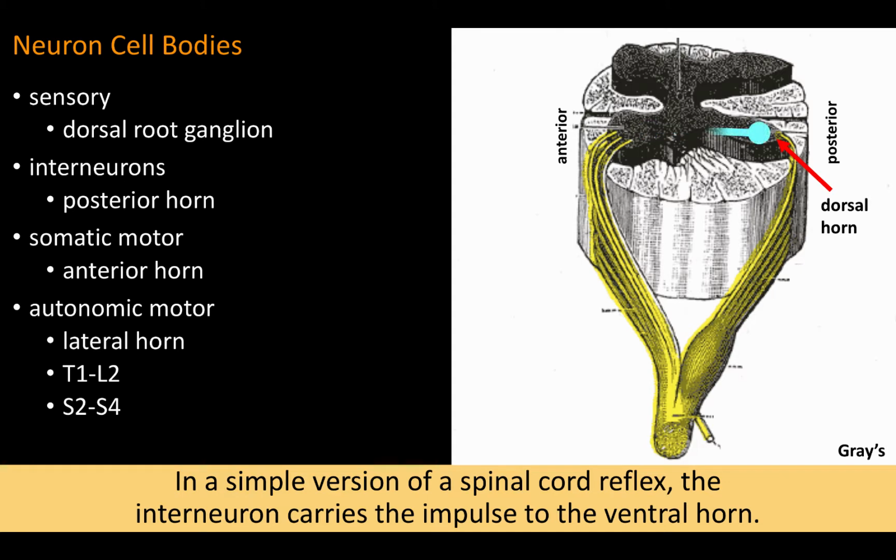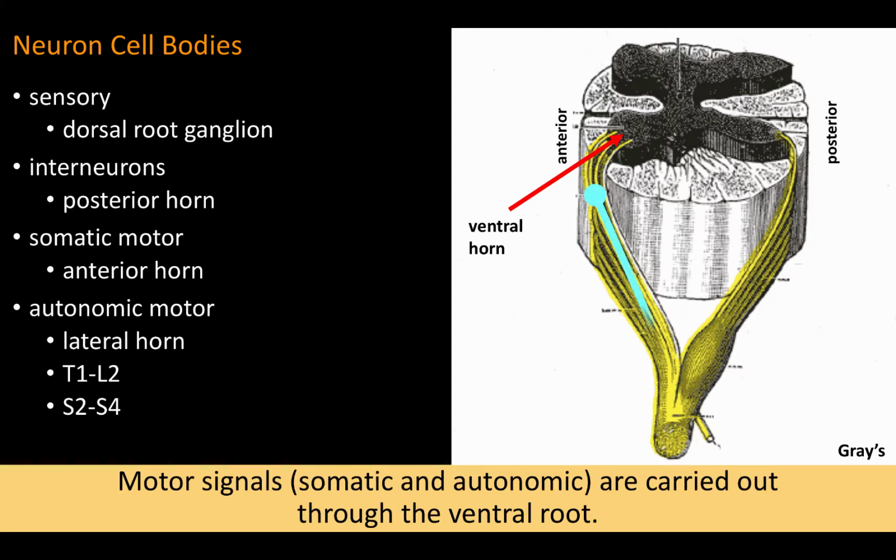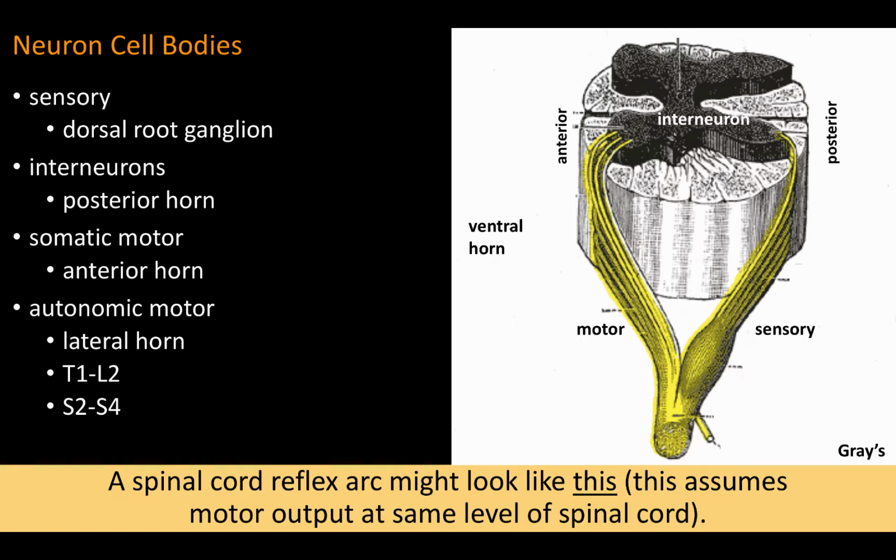In a simple version of a spinal cord reflex, the interneuron carries the impulse to the ventral horn. Somatic motor neuron cell bodies occur in the ventral horn. They receive motor signals from interneurons. Motor signals, somatic and autonomic, are carried out through the ventral root. A spinal cord reflex arc might look like this. This assumes motor output at the same level of the spinal cord.